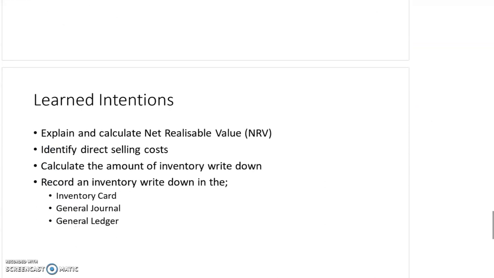So hopefully after this video, you are able to use estimated selling price minus direct selling expenses to calculate net realizable value, identify the type of costs that will be direct selling costs, calculate the inventory write down, which is what we need to lower our inventory to get down to our net realizable value, and then record it in each of these places.